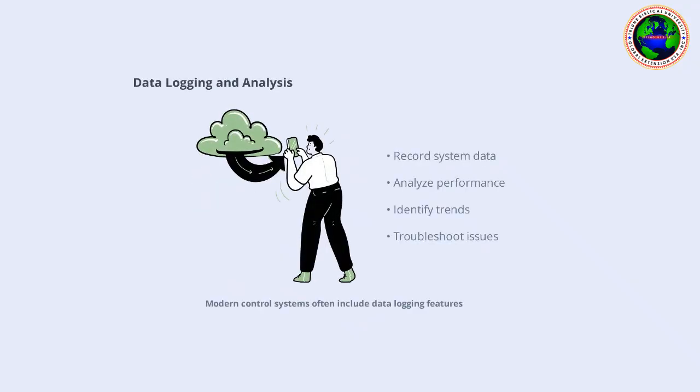Modern control systems often include data logging features. By recording sensor readings, actuator commands, and system responses, engineers can analyze performance, identify trends, and troubleshoot issues. Data analysis helps improve future designs and maintenance.